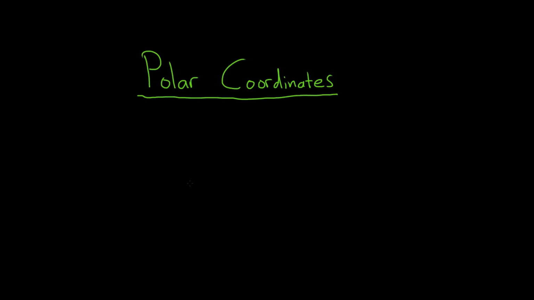So, let me show you the setup. We have a point here, and I'm going to draw a line like this. The endpoint of this line, we're going to call this point r theta. That's a polar coordinate. This horizontal line is called the polar axis. And the angle here is theta, and this distance is r.